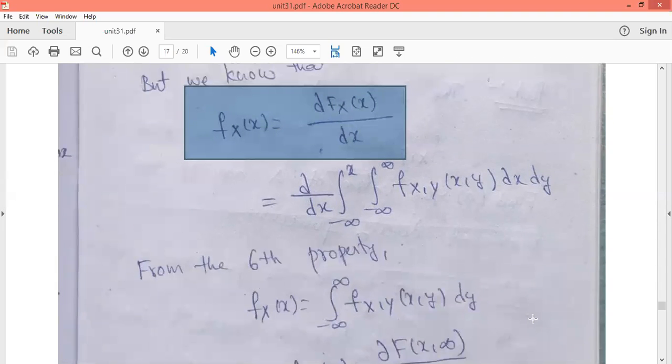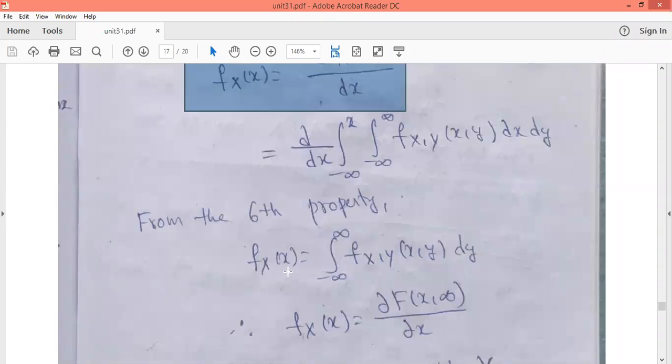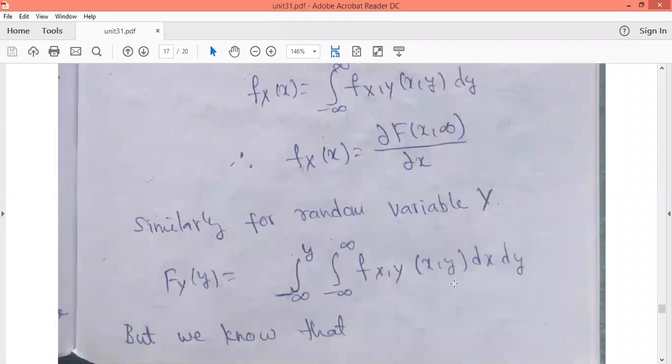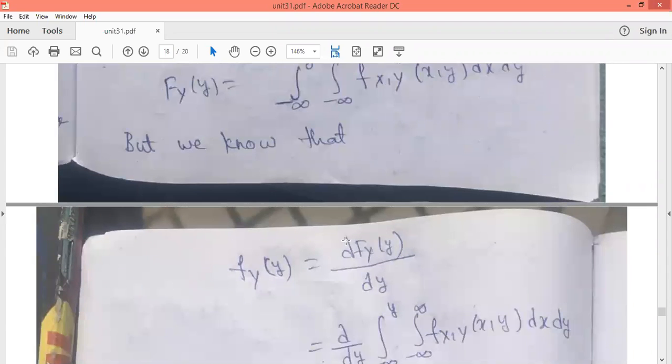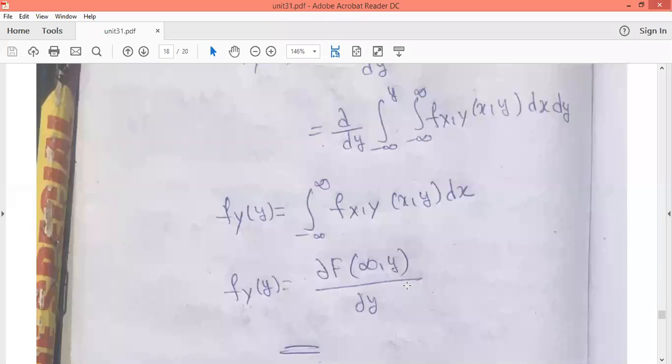Okay, and from the sixth property, we know that fx of x is equal to the integral from minus infinity to plus infinity of fxy of x comma y dy. Okay. So therefore, what is fx of x? fx of x is the derivative of F of x comma infinity by dou x. Okay. Similarly, fy of y is equal to the derivative of Fy of y by dy. Okay, so this is the sixth property.